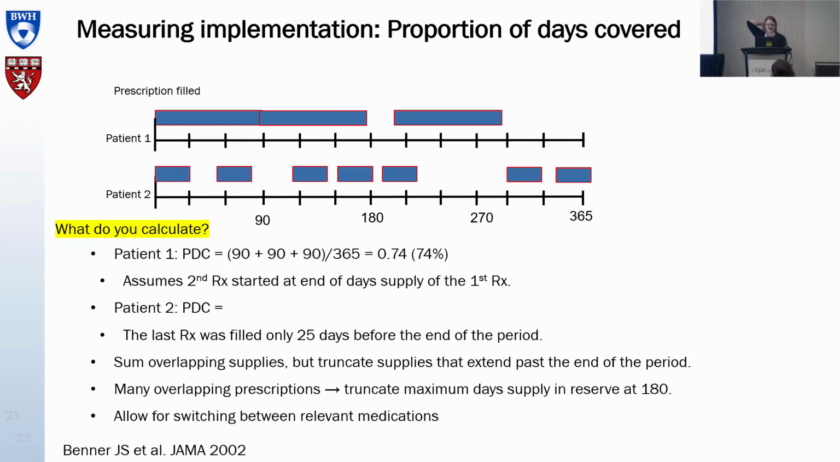So with that in mind, what's the PDC, or proportion of days covered, for patient 2? Patient 2 has 7 30-day fills. Anyone want to take a guess?